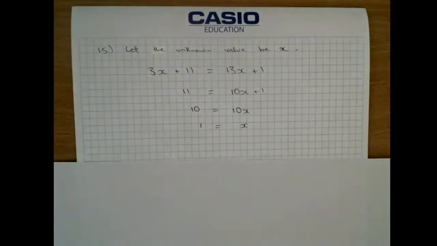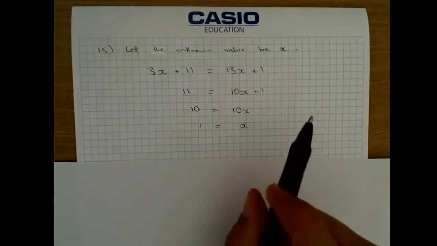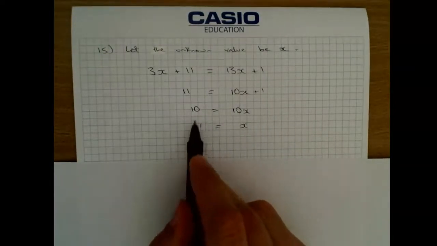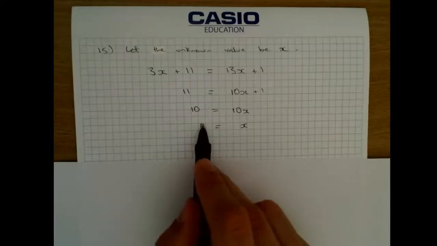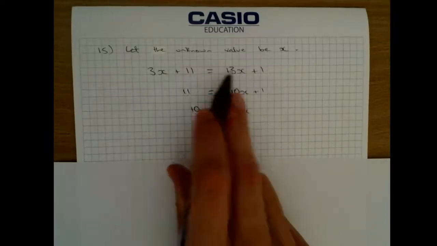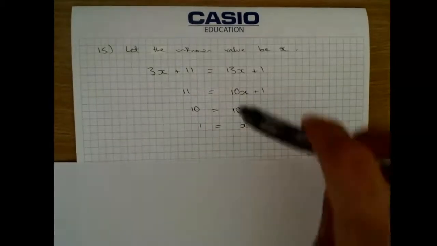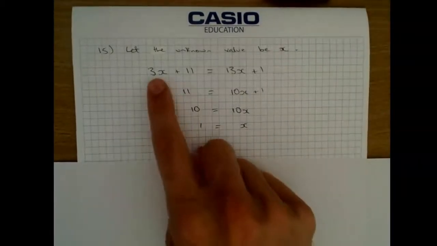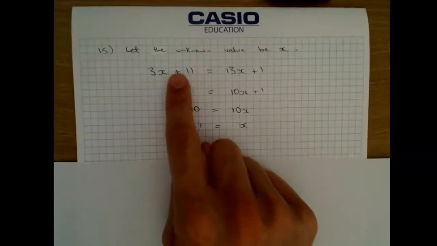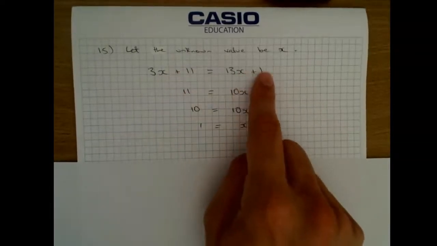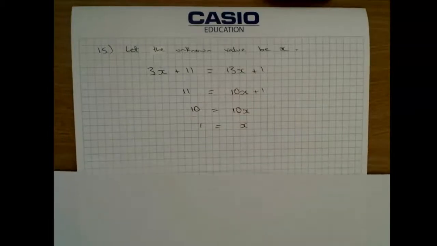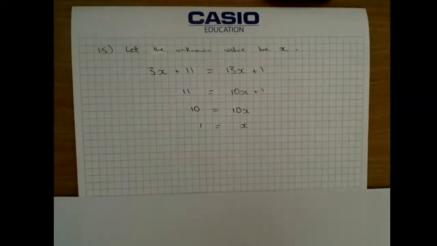So let's check our solution to make sure it makes sense. Basically, if I substitute 1 into this equation for both the left hand and the right hand side, I should get the same thing, because I know that 3 times the number plus 11 should be equal to 13 times the number plus 1. So let's check.